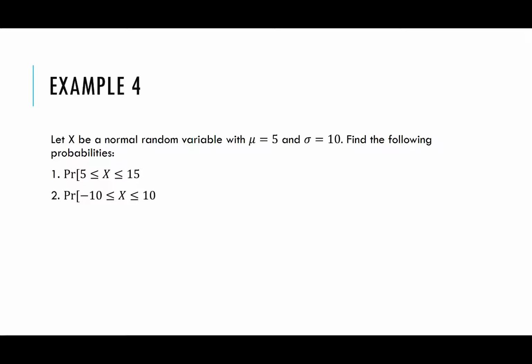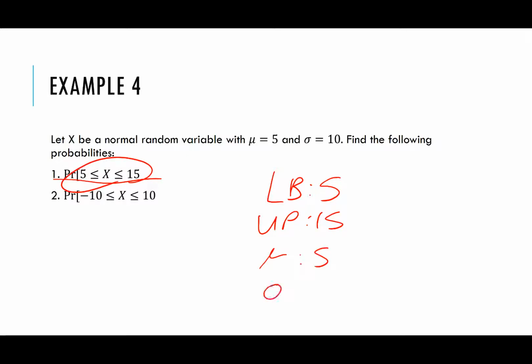In your calculator, if you go to your normal CDF, for number 1, you would be typing in for your lower bound 5, your upper bound 15. That's for this. And of course, the mean 5 and the standard deviation 10. Type it in, and the calculator will tell you what the probability is. And of course, you can change your lower and upper bound to find between -10 and +10 for part 2.